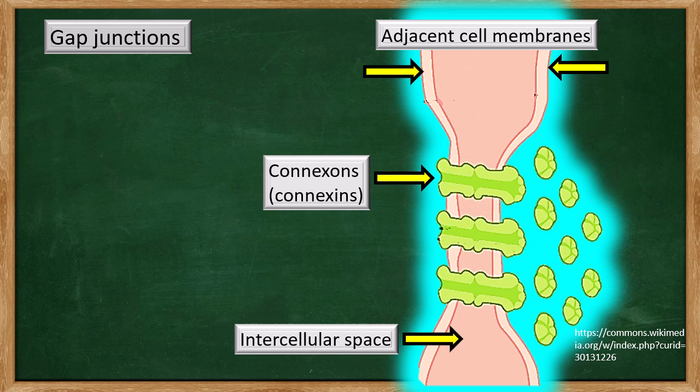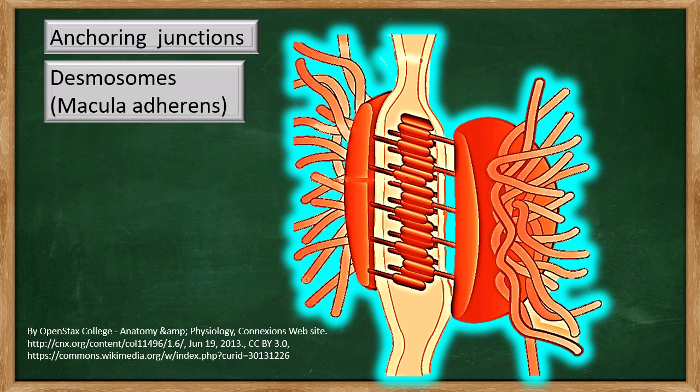We will next go into another type of junction where the cells adhere to each other. This junction is known as the anchoring junction. It's not just that the cells are attached to each other. The points of attachment are reinforced by rivet-like mechanisms, which are once again membrane proteins. For example, this one, desmosomes, macula adherens.